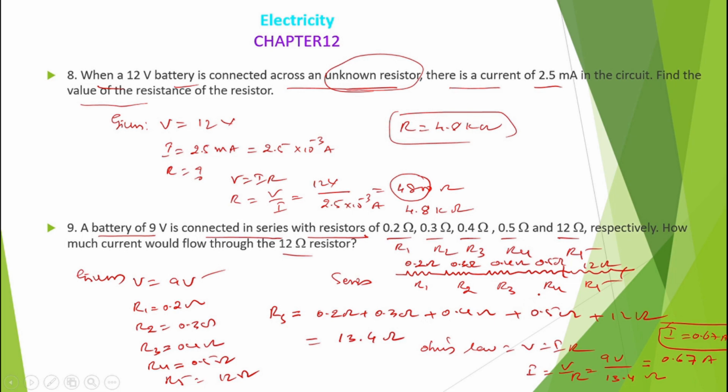So now the question is, how much current would flow through the 12 ohm resistor? So this is a series connection. Current is the same. In a series connection, always throughout the circuit current is the same. That's why the current passing through the 12 ohm resistor is 0.67 amp.